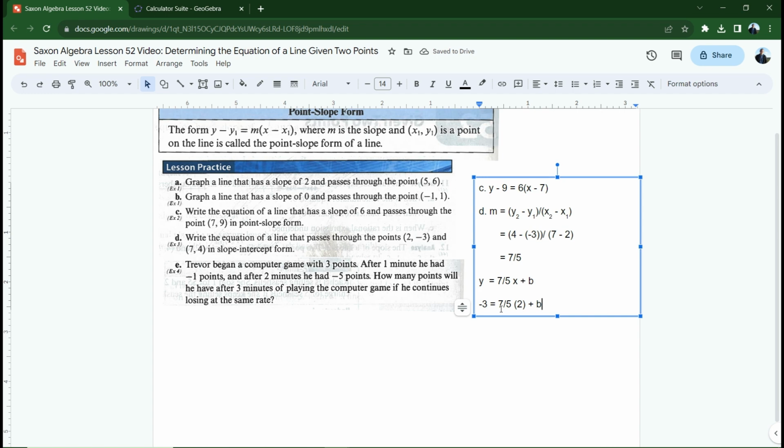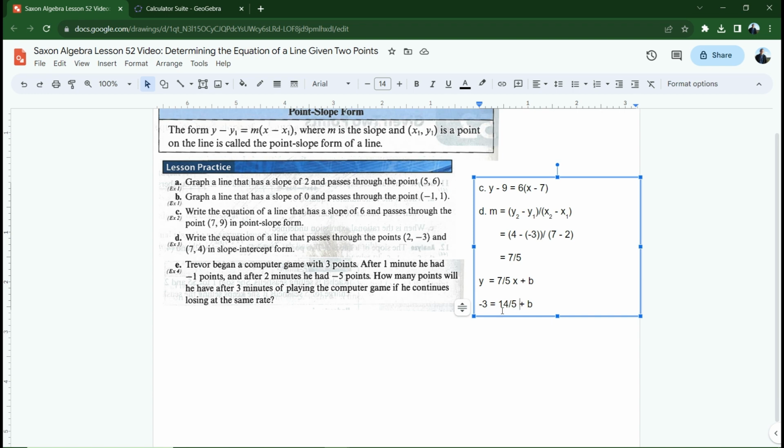Well, 7 over 5 times 2, I'm going to multiply the numerator of this by 2. It's like 7 over 5 times 2 over 1. That's going to become 14 over 5. Okay, so I'm going to simplify that first. And then I'm going to subtract both sides by 14 fifths.